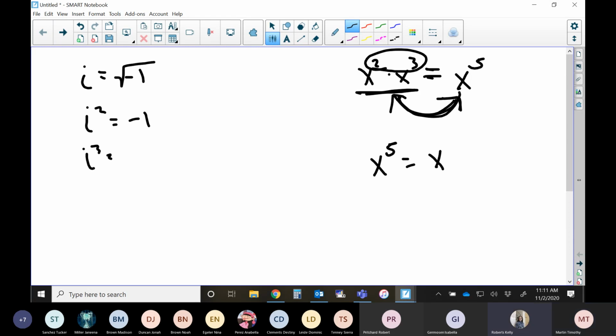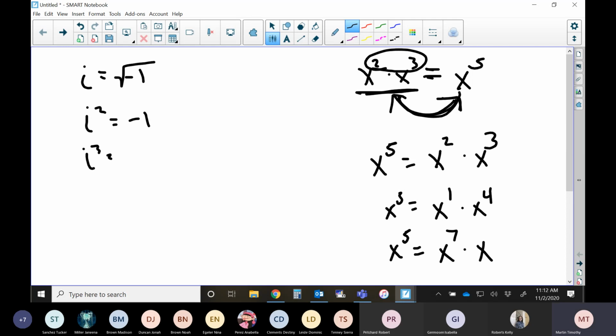x squared times x cubed. What else could you write it as? x to the 1st and x to the 4th. Sure. What else could you write it as? What are you making sure happens when you add these two? What do I have to add up to? 5. So there's an infinite amount of ways that I can do this. Does that make sense? Yeah.